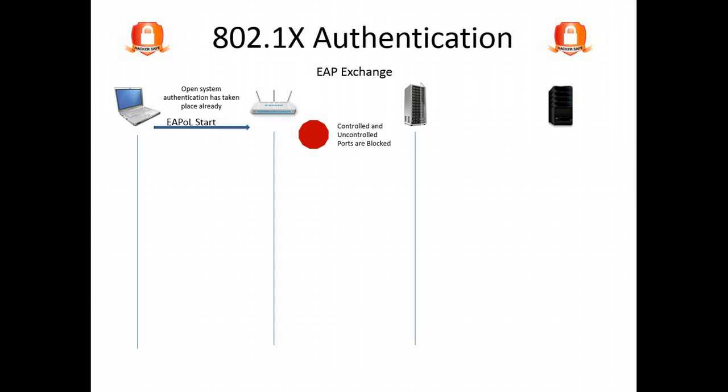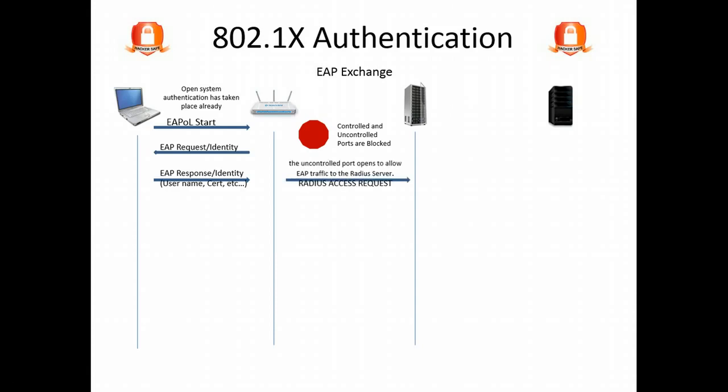Now, this is an optional frame. You don't always see it, but it's basically a frame that comes from the client device telling the authenticator, I would like to start the 802.1x authentication process. The authenticator then requests an identity from the client. The client sends that identity over to the access point, and at this point the access point will open up its uncontrolled port and allow EAP traffic only to pass through it. That's important to know. The uncontrolled port only allows EAP traffic for authentication. It doesn't allow anything else.